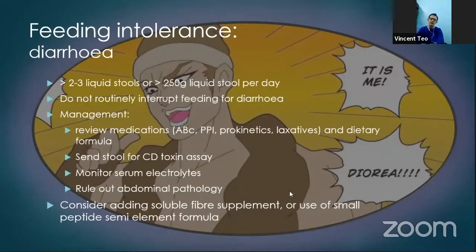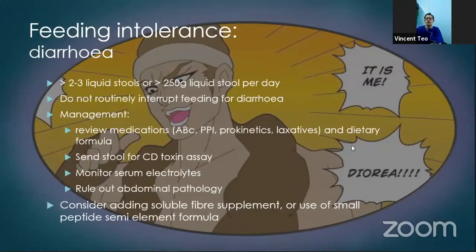What you need to do is review anything that could cause diarrhea, such as your antibiotics, or your proton pump inhibitors, as that will reduce the gastric acidity and interfere with the digestion of your feeding. If the patient is having diarrhea, you want to stop the prokinetics. Also check whether the patient is on a laxative such as lactulose. And look at your dietary formula as well, because there are certain formulas that may not be suitable for the patient.